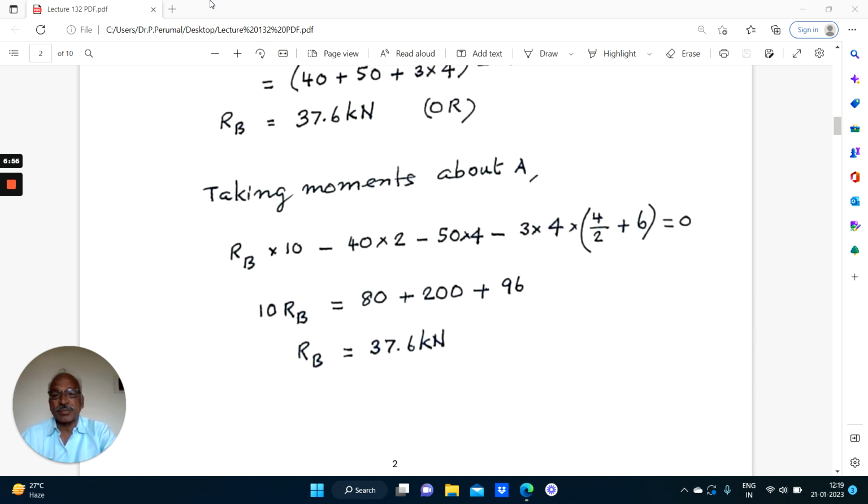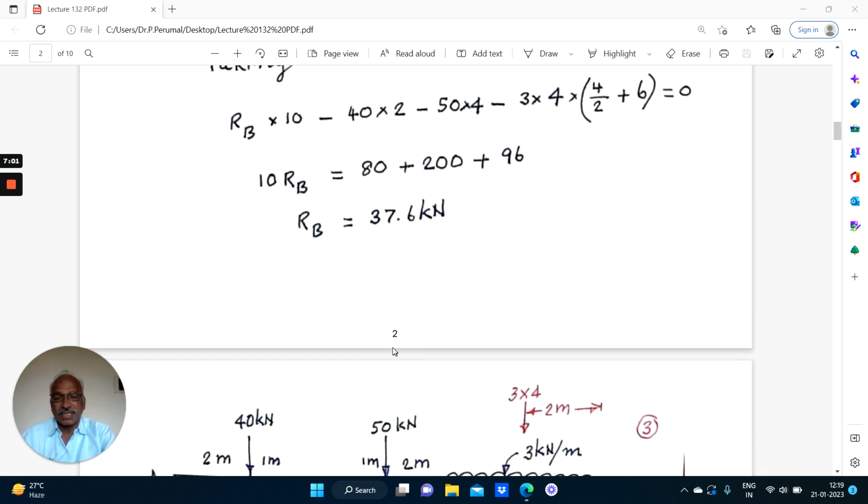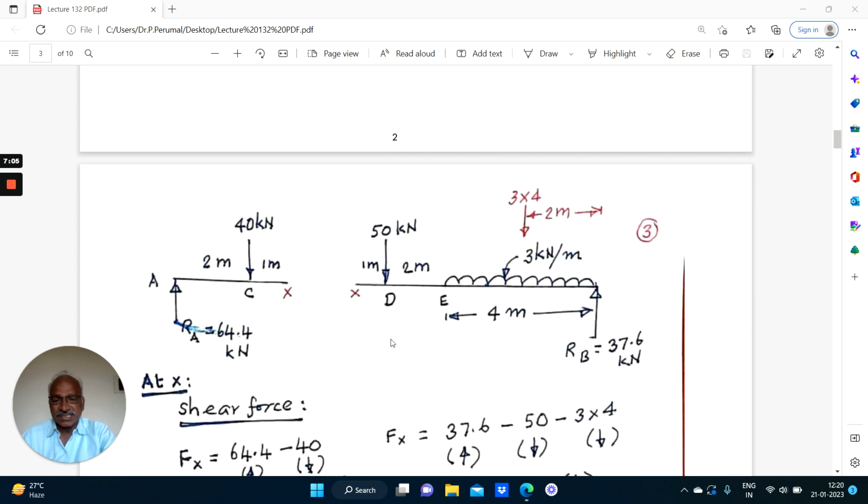So this is 37.6 and here also it is 37.6. Right. So that is about finding out the reactions. Next is finding out the shear force and bending moment at a given section. You have been asked to find out the bending moment at a given section X. X is 3 meters from the left hand support. For convenience, we just divide the beam into 2.